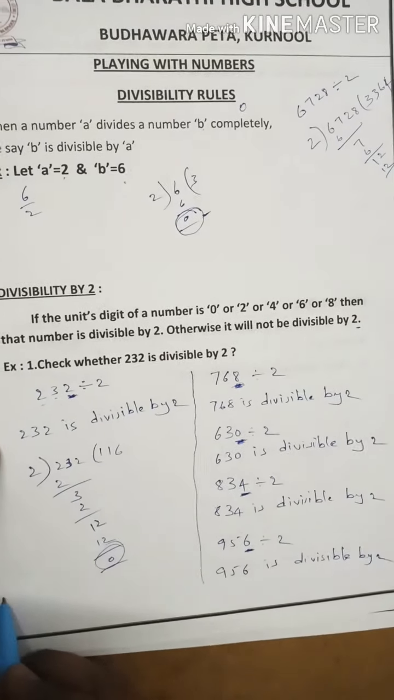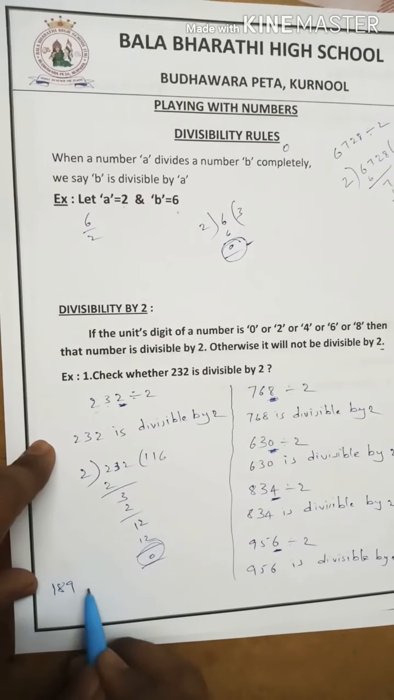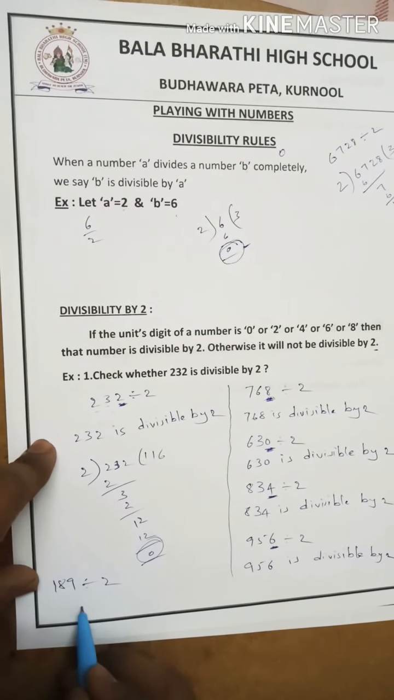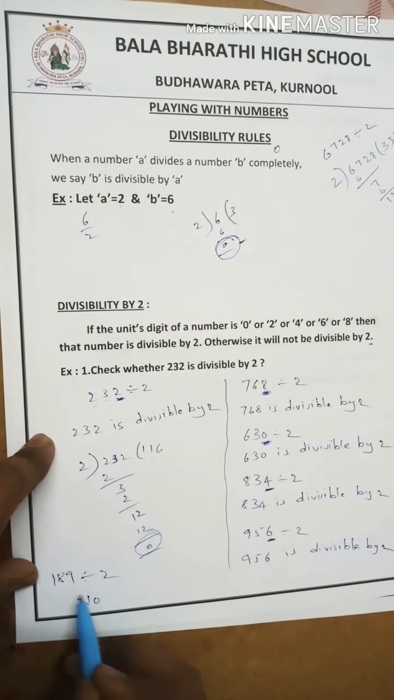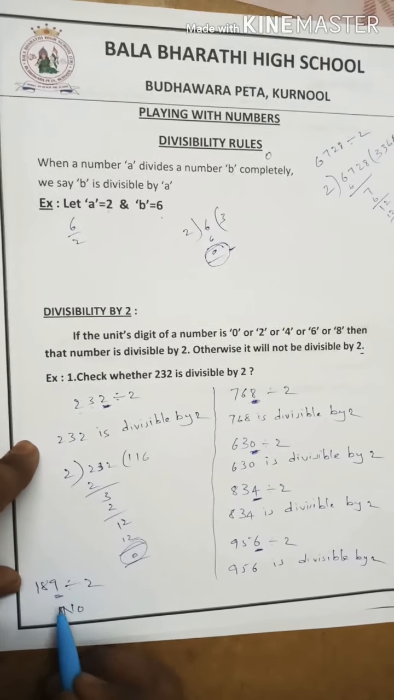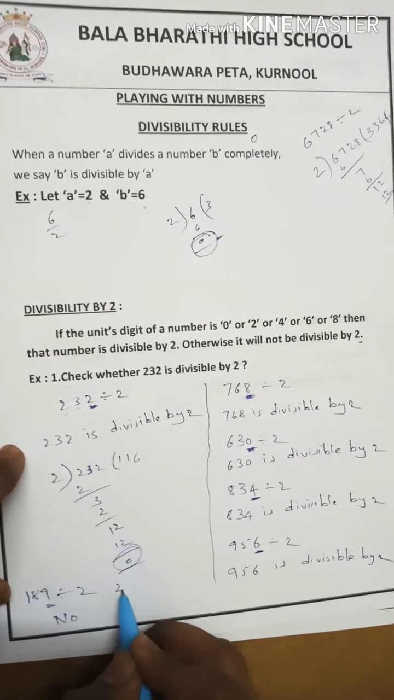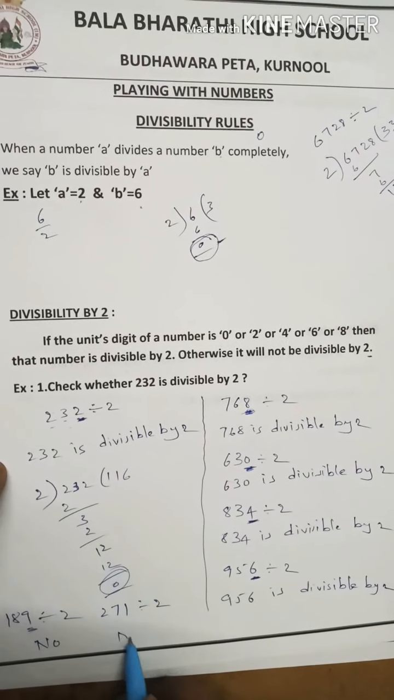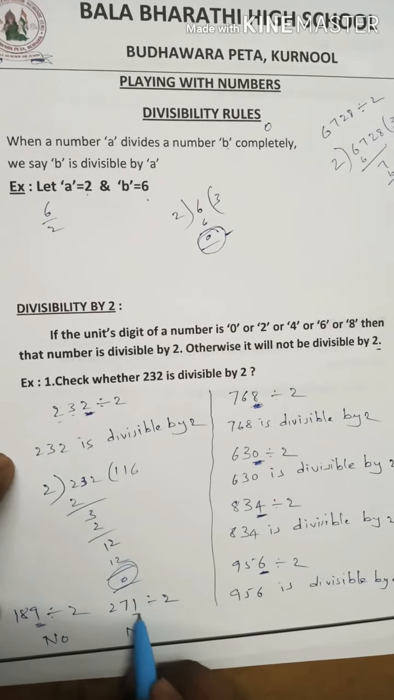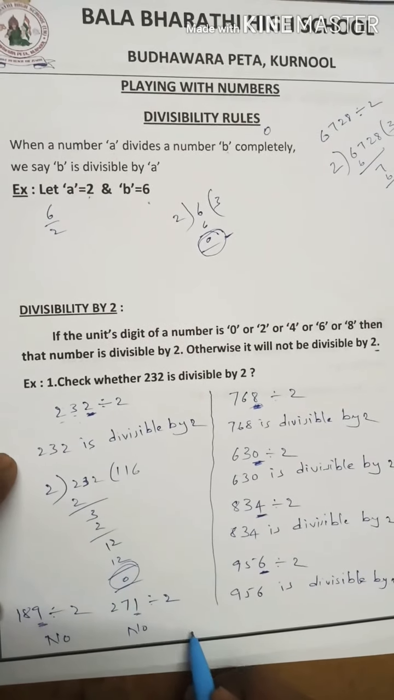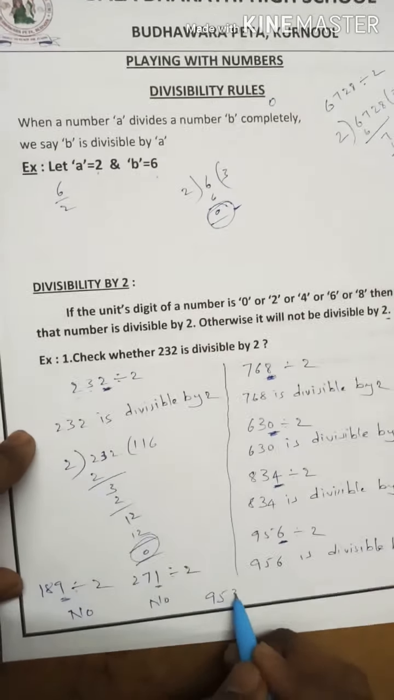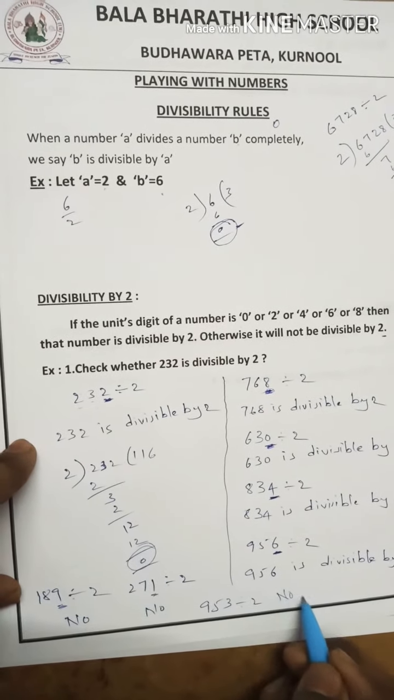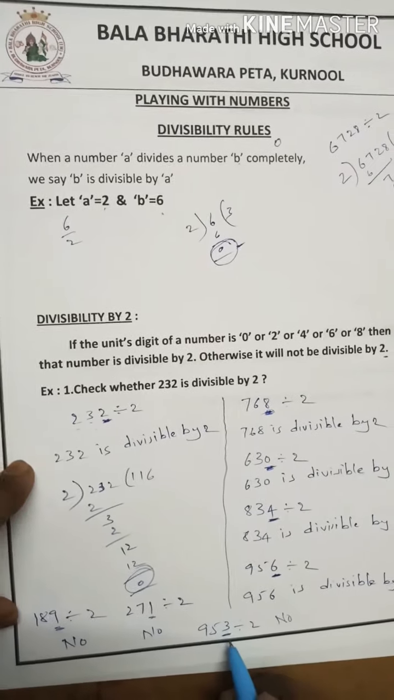For example, if you have a number like 189, is 189 divisible by 2? No. Why? Because in the units place you have 9. 271, is 271 divisible by 2? No. Why? Because in the units place you have 1. 953, is 953 divisible by 2? No. Why? Because in the units place you have 3.